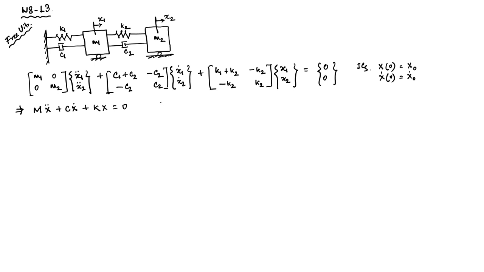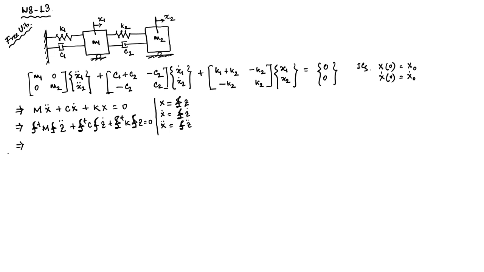We have also discussed that if we introduce a transformation x equal to phi z to decouple the system, then x dot is equal to phi z dot, and x double dot will be phi z double dot. The moment you do that, we derive the expression phi transpose m phi z double dot plus phi transpose c phi z dot plus phi transpose k phi z is equal to 0. Now, due to orthogonality, this will be a diagonal matrix. So, we call it M_D.